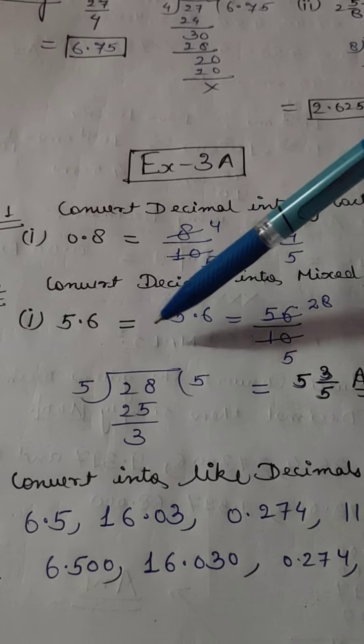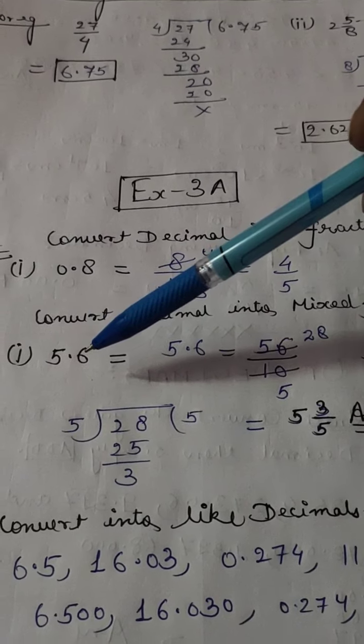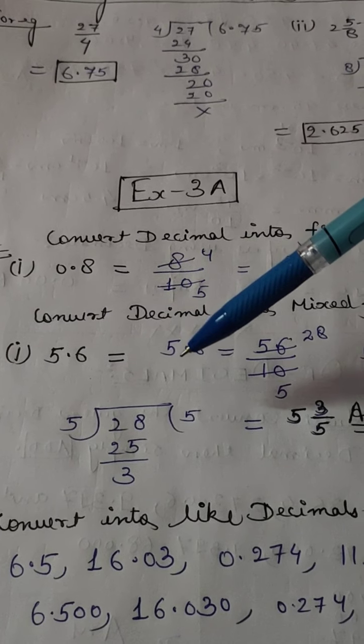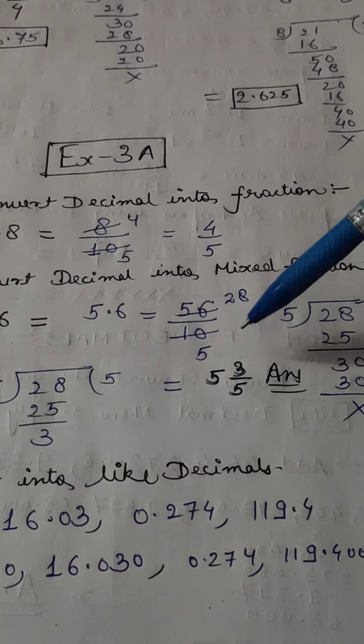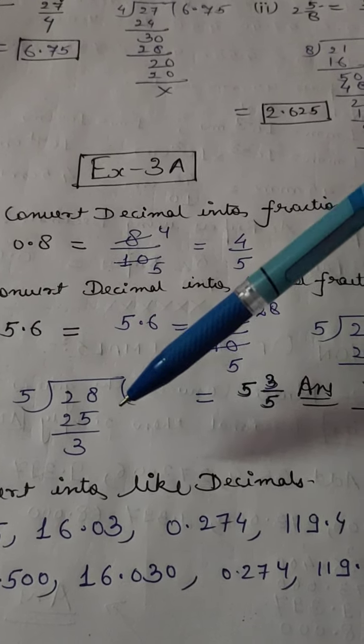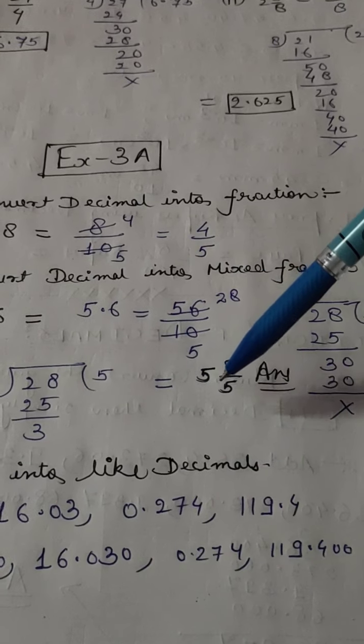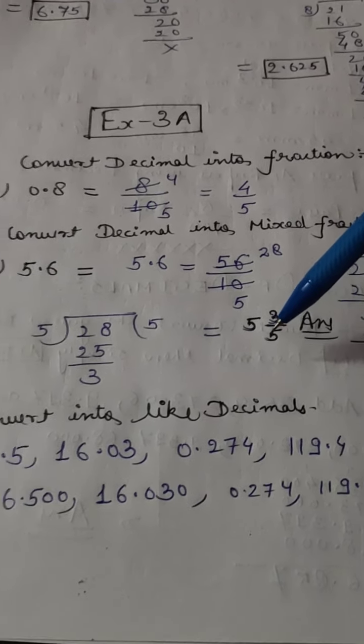Next is 5.6. So here also after the decimal, see how many decimal places are there? 1. So dividing 56 by 10 and simplifying it, we will get 28 by 5. 28 by 5 and converting this into a mixed fraction, we will get 5 3 by 5 as our answer.